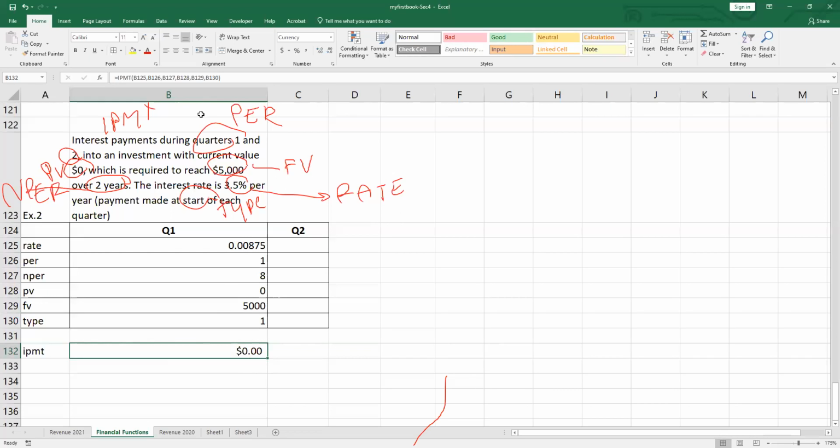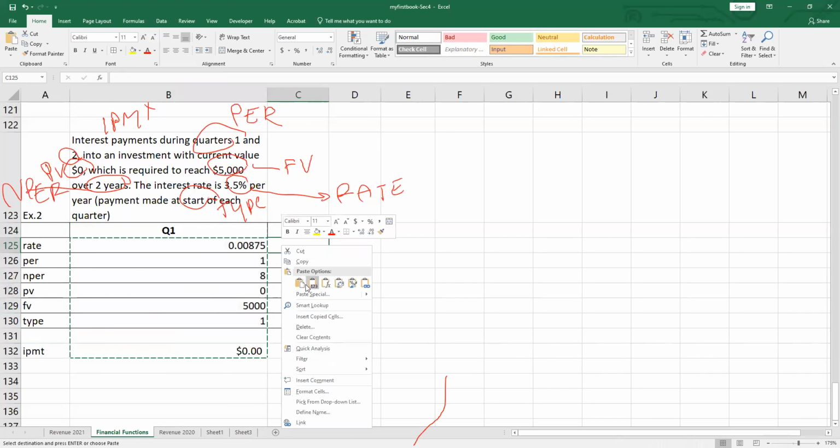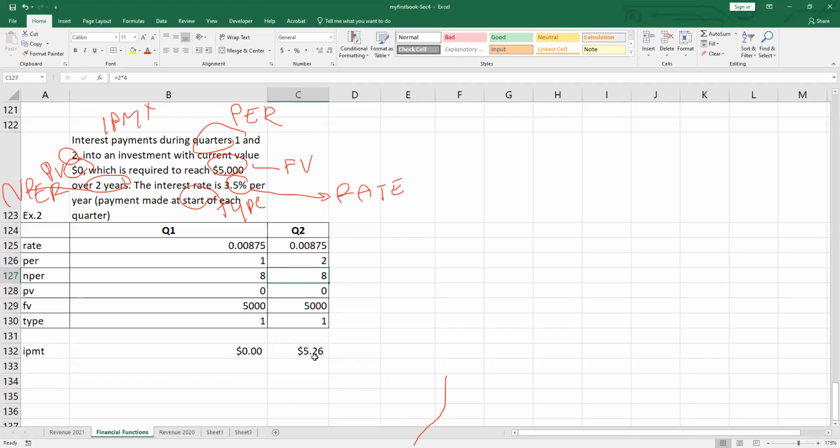That means for this investment in quarter one, you have no interest at all. That is not strange. It's the regular thing. So that's why I think some of you may think that you are doing something wrong. It's not wrong. This is $0. That's correct already. After that, I copy to quarter two. You can see that in quarter two, we gradually have the interest that is $5.26 in positive. That means you receive the interest.